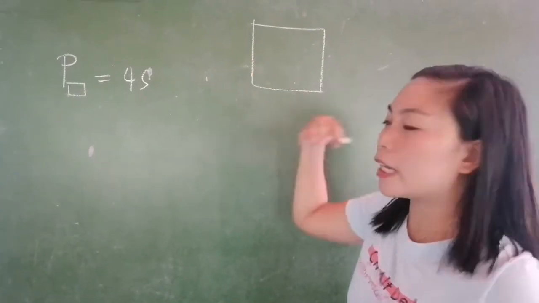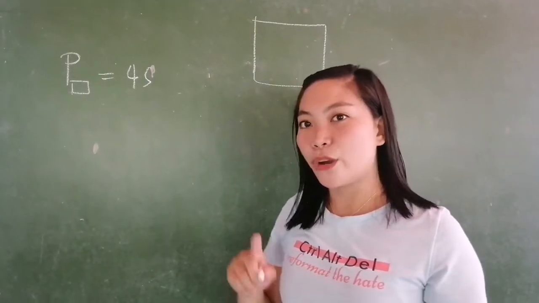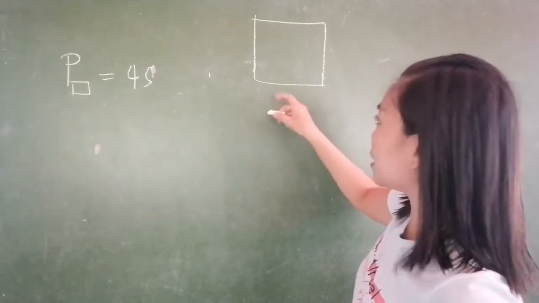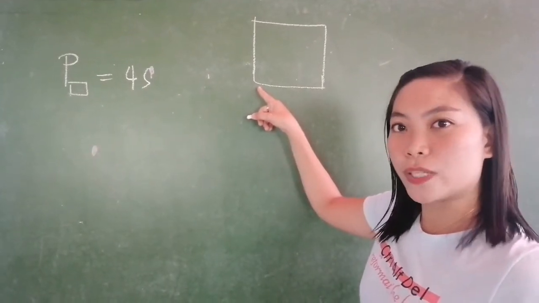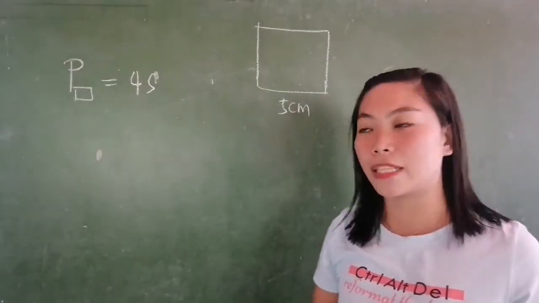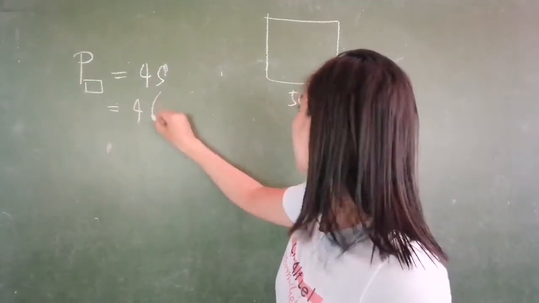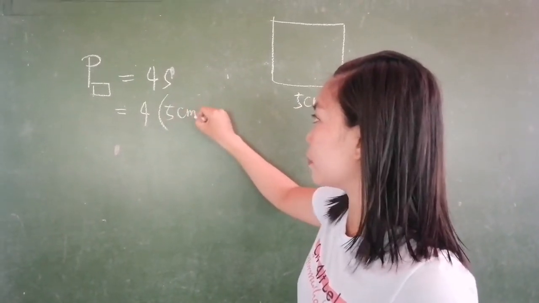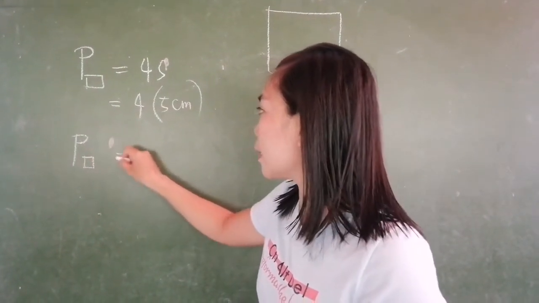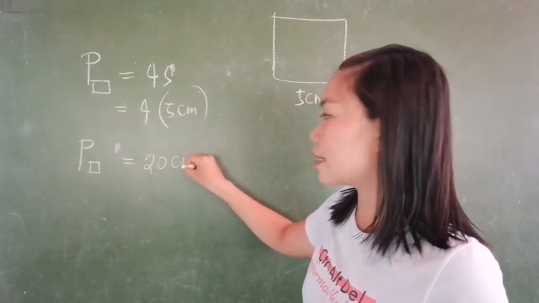So, kaya, whatever the measurement of one side is, we have to multiply it by 4 to get the final answer for the perimeter. So, for instance, this one side of a square measures 5 centimeters. So, how are we going to find its perimeter? Of course, we just only have to substitute s by 5 centimeters. Multiplying it by 4, ano yung sagot? So, the perimeter of a square is equal to 4 times 5 centimeters, that is 20 centimeters.